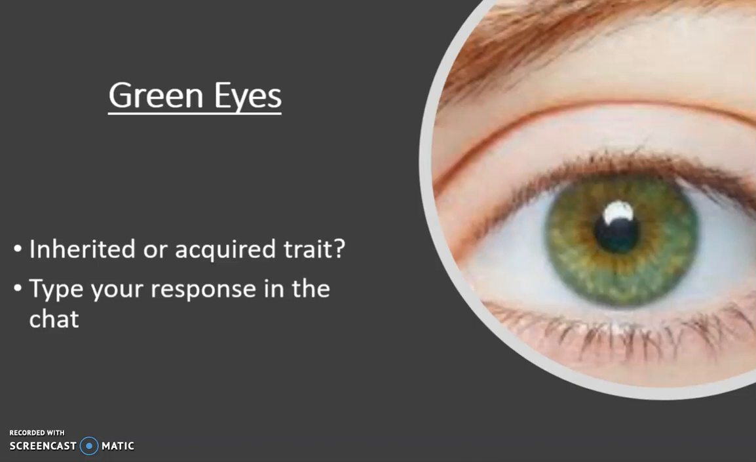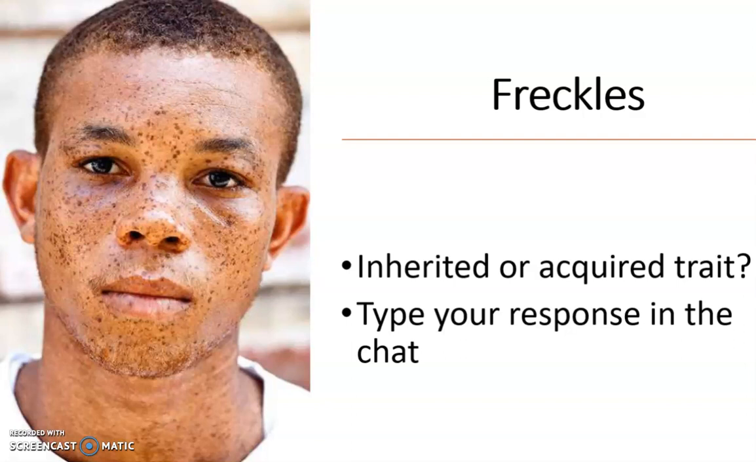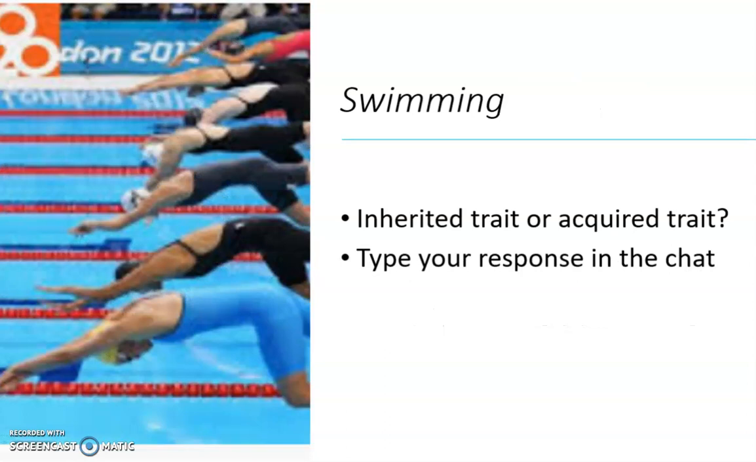That was an excellent response, a fifth grade response. You said that this is inherited because you can get this from your mom or your dad. You are absolutely correct, Mr. Hamilton. Great job. Green eyes is inherited, you're correct. However, we're on freckles at the moment. I say inherited, yes, because you could get it from your mom or your dad. You are absolutely correct. Freckles are an inherited trait.